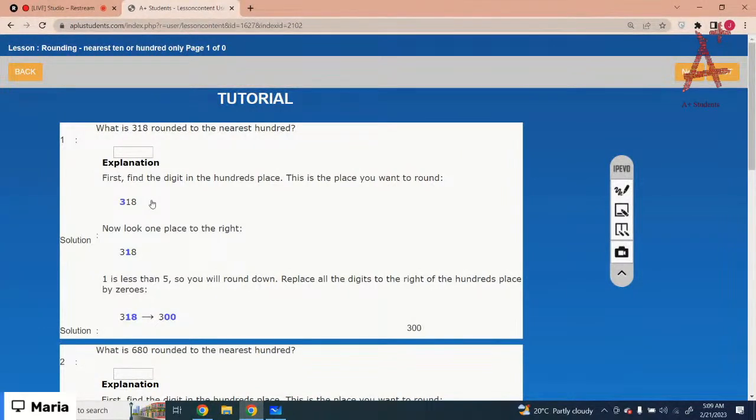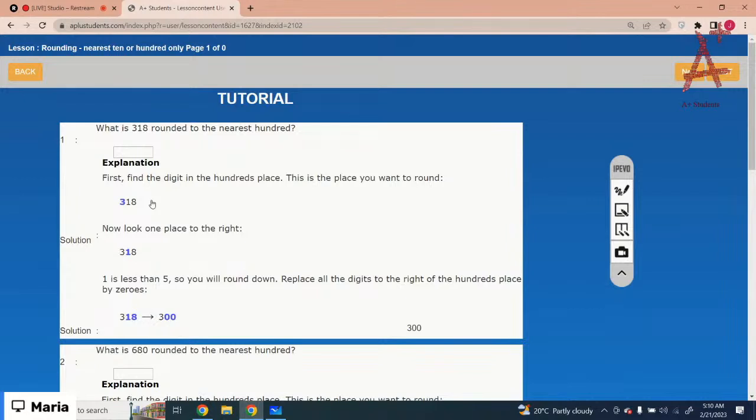Okay, let's start with the first example. What is 318 rounded to the nearest 100? So you have to round off 318 to the nearest 100. First, find the digit in the hundreds place. So which digit is at the 100 place? The digit at the 100 place is 3.